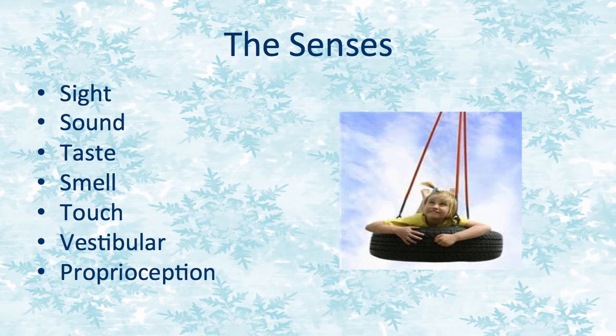Vestibular, as defined by Ayres and Robbins, is a sensory system that responds to the position of the head in relation to gravity and accelerated or decelerated movement. And proprioception, as defined by Ayres and Robbins, is a sensation for the muscles and joints. This information enables the brain to know where each part of the body is and how it is moving.